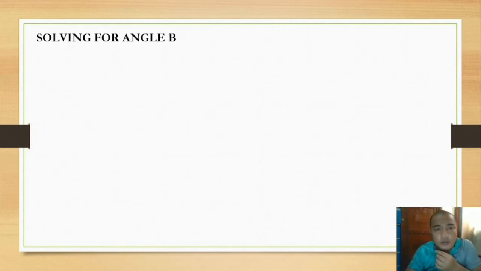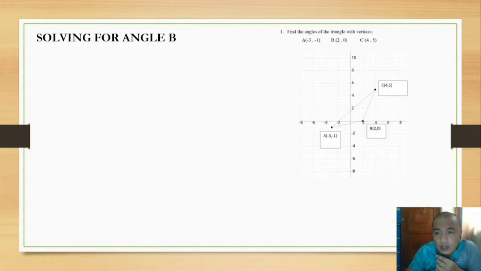Let's solve for the measure of angle B. So in angle B, again, our line 1 is BC and our line 2 is AB, because we will start from the line BC to the line AB. Okay, counterclockwise.